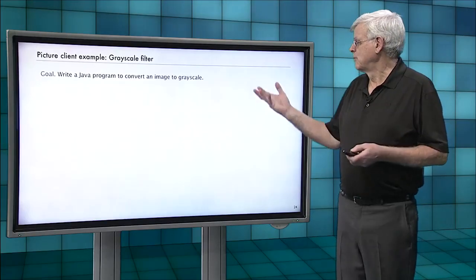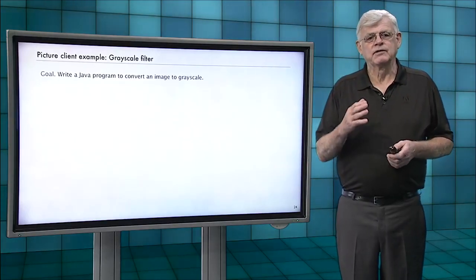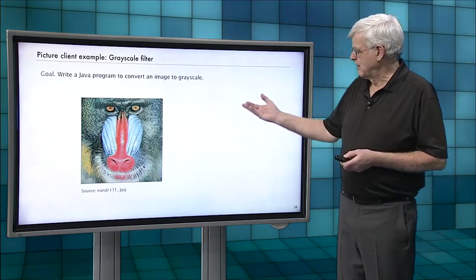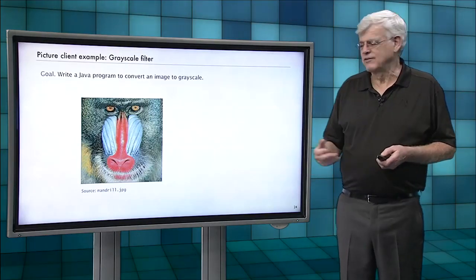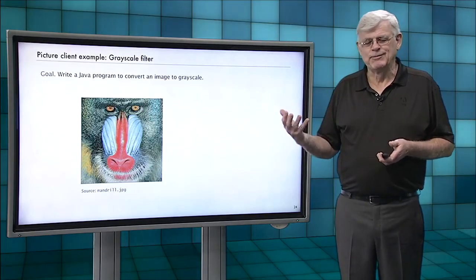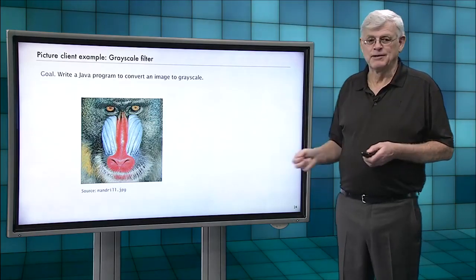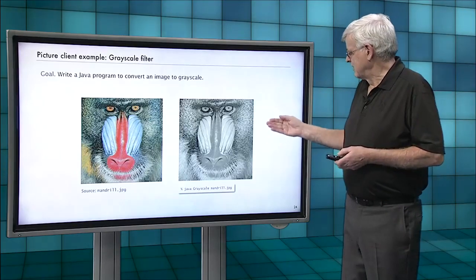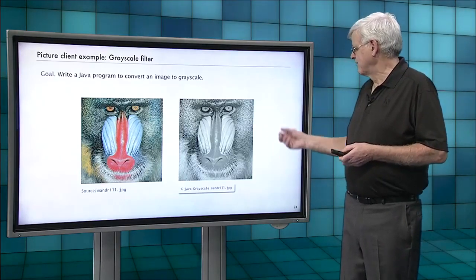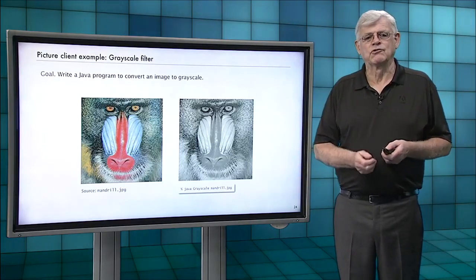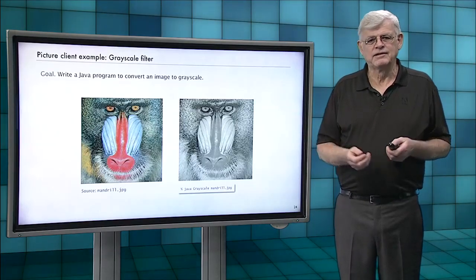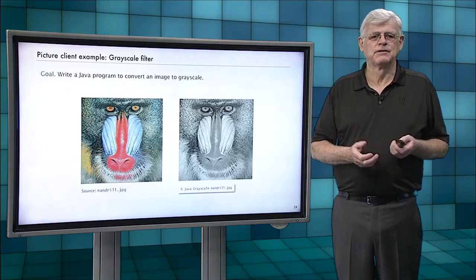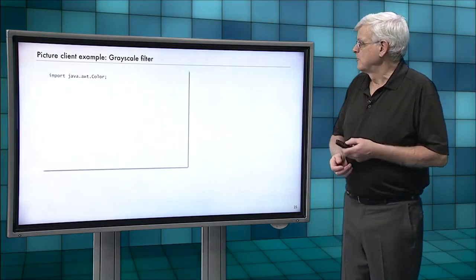So here's an example. What we're going to do is write a Java program that'll convert an image to grayscale. If we take our mandrill, and this image, by the way, is a standard image that's been used for many decades in computer graphics, so that's the one we're using. If you type java Grayscale and give that file name, then it'll give this black and white version. Interesting computation, so you can make black and white versions of photos that you take on your phone yourself if you want. So how do we do that?